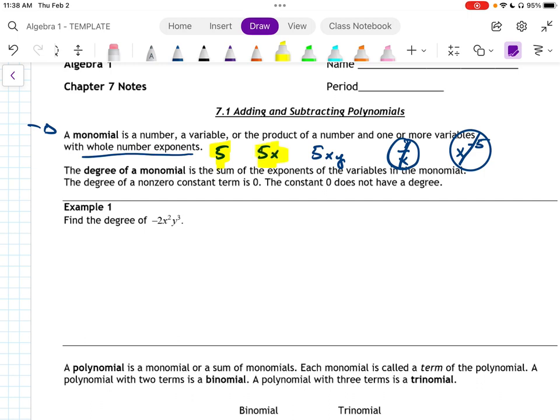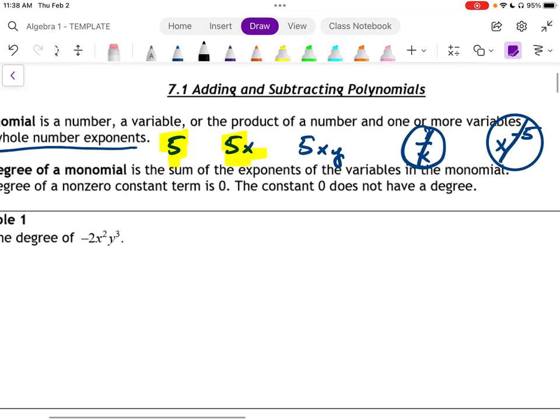5x, its degree would be 1. And the way that I think about that is that this is like an x to the 1, so that exponent of 1, that is the degree. For this guy here, we have more than one variable, so we actually have to add up the exponents of the variables. The x has an exponent of 1, the y also has an exponent of 1. Together they have a degree of 2, okay?